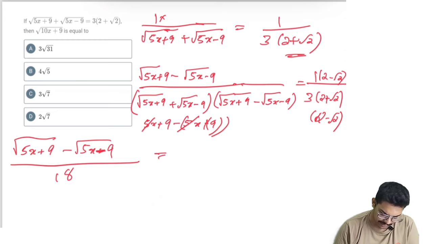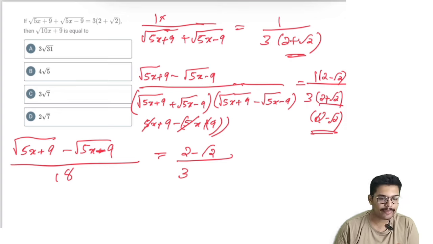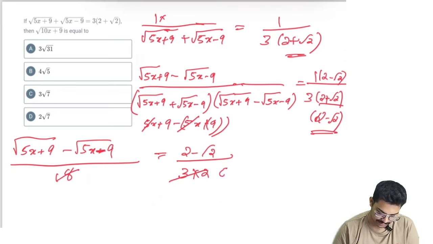Now here 2 minus root 2 is there, 3 is there. Here also it is of the form a square minus b square. So 2 square is 4 and root 2 square is 2. It will be 4 minus 2 is 2. So it will be 6. When you cancel, this is already 6. When you cancel with 18, it will be 3. And you can take this 3 to this side.